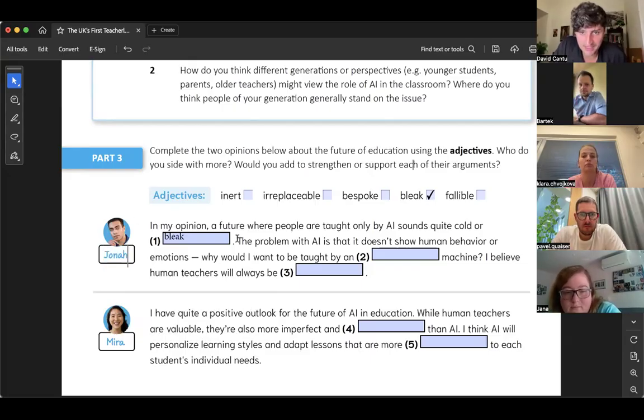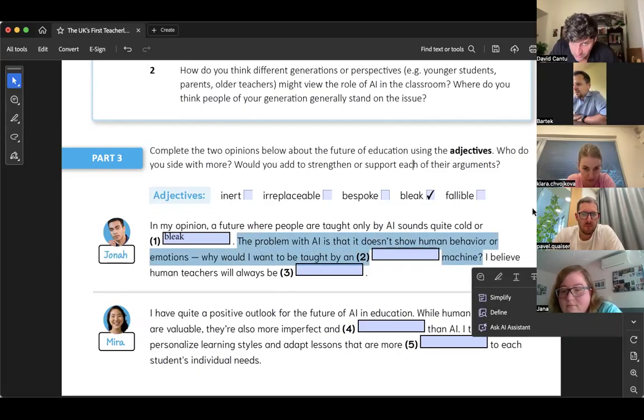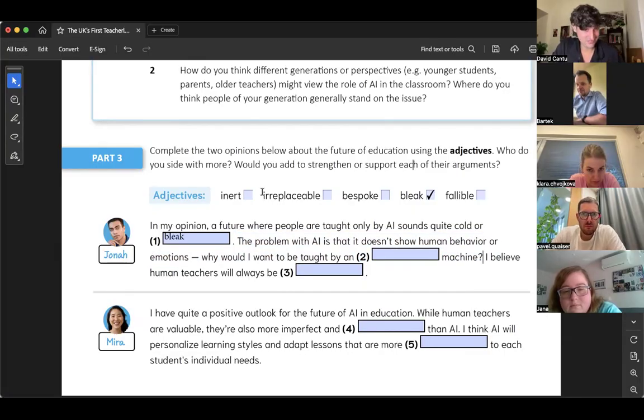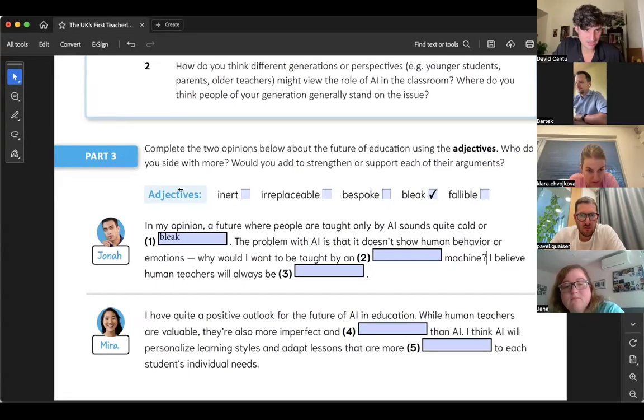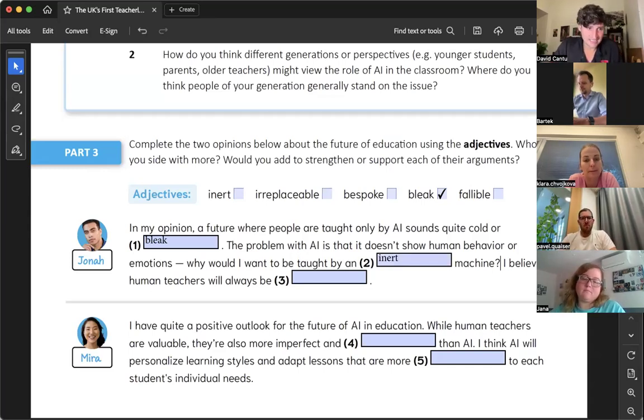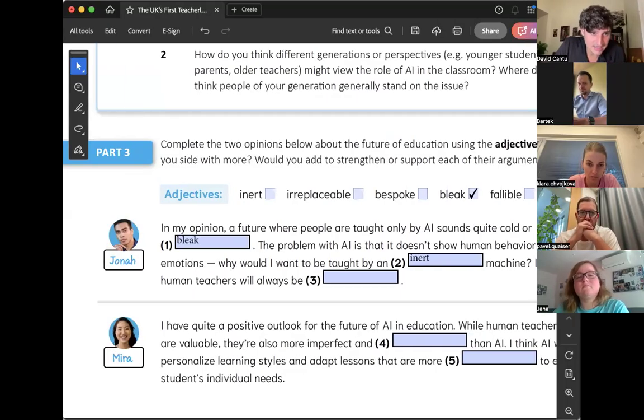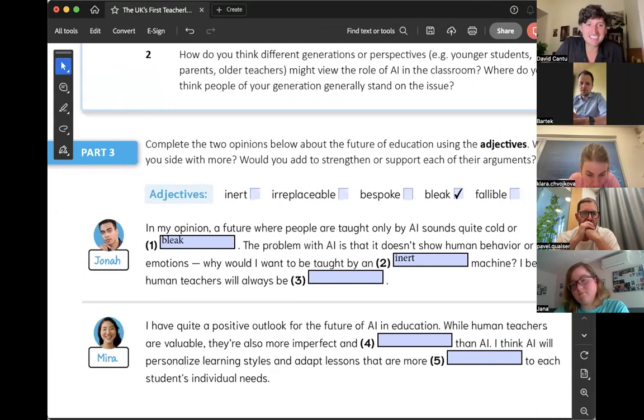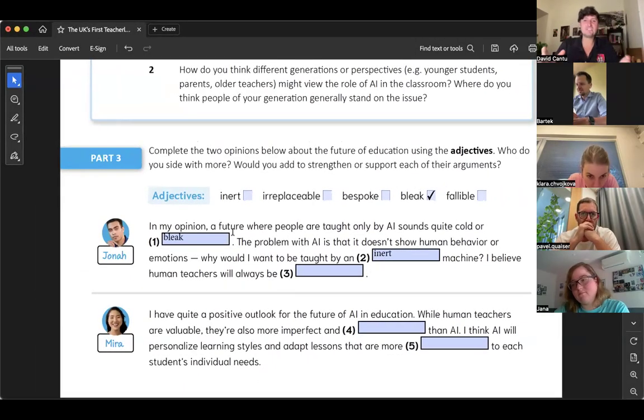Next one, maybe Bartosz. The problem with AI is that it doesn't show human behavior or emotions. Why would I want to be taught by an inert machine? Yeah, that makes sense. Inert means it can't move, it can't act, it doesn't have emotions. It's just an algorithm, right? It's not alive, it's dead. Okay, very, very good.